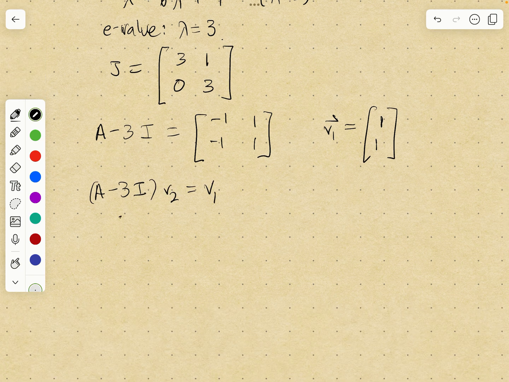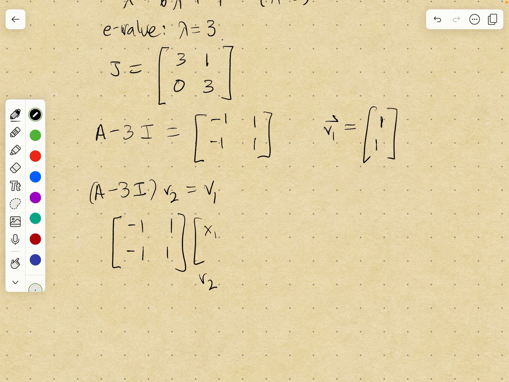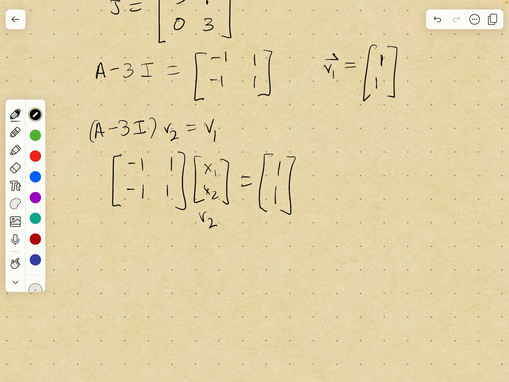What does that end up being? Negative 1, 1, negative 1, 1, this matrix times V2. Let's just call these components x1, x2. It is equal to V1, which is 1, 1. And now can you figure out what a possibility for V2 is? Well, there's lots of different possibilities, but it seems like the easiest one is 0, 1.